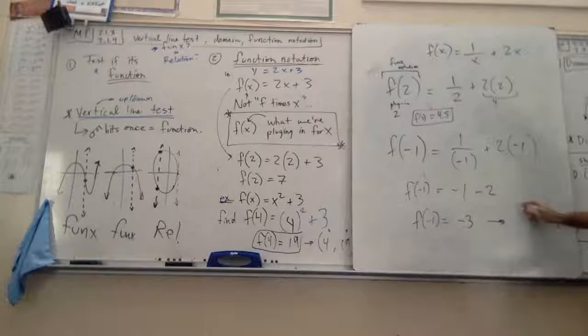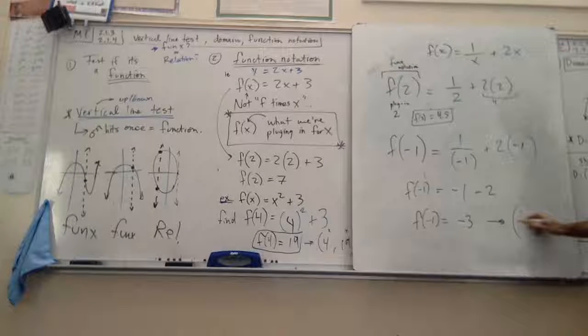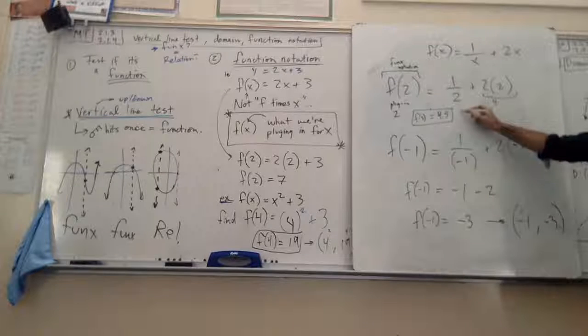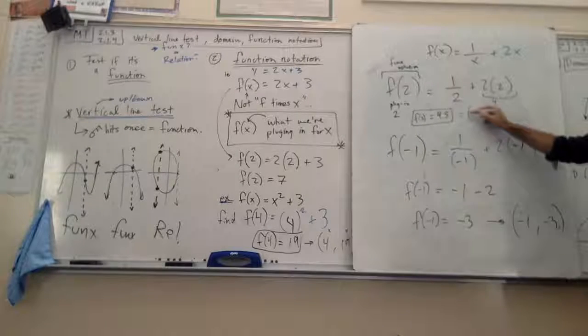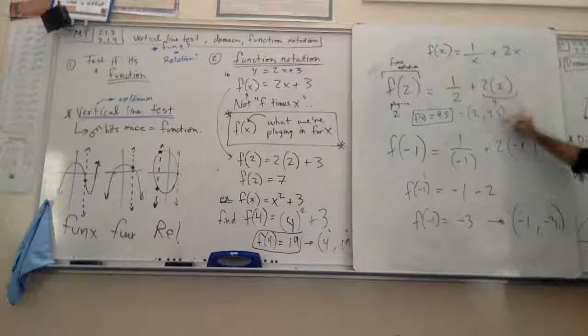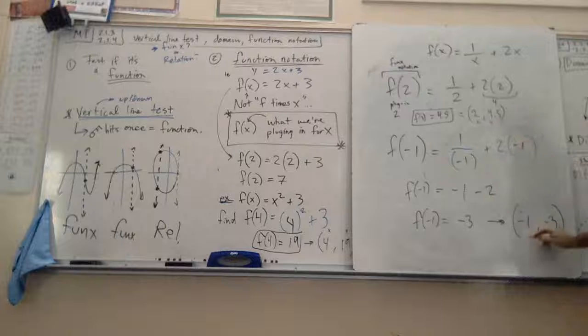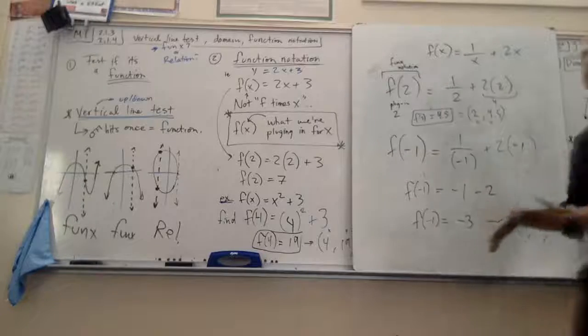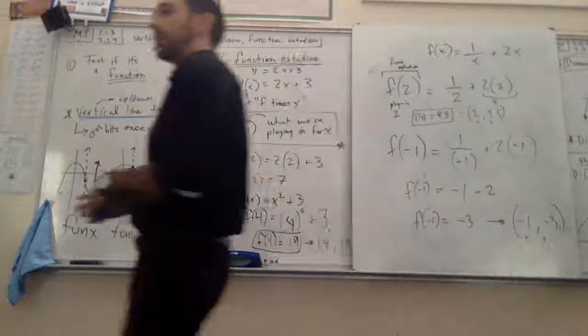This is the point. What did we plug in for x again? -1. What was my y value from that? -3. So we also can pull points out of this. This one here is 2, 4.5. So these are points. It just helps you remember what you're doing. It gets more complicated as we add in functions inside functions and whatnot.